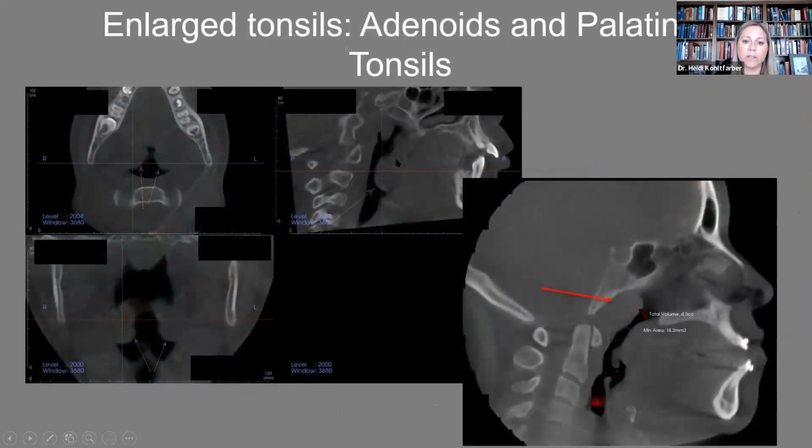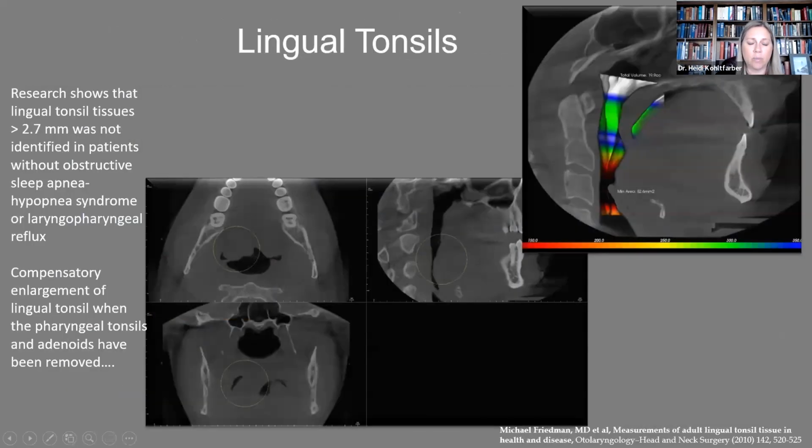And again, we can only state what we see within our x-ray as far as radiology goes. So, you know, enlarged adenoids and palatine tonsils, these are the things that we're looking for, particularly in our younger population. Now, you can get a compensatory enlargement of the lingual tonsils when the palatine and adenoid tonsils are removed. So that is something to think about, that you could get this compensatory enlargement of the lingual tonsils.